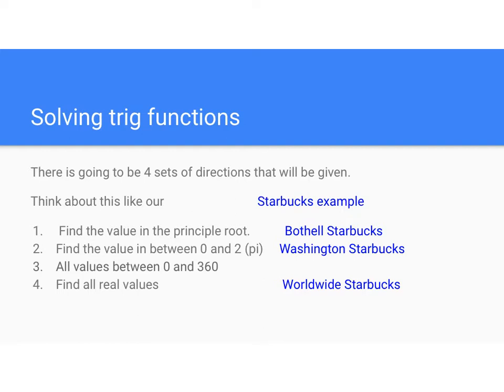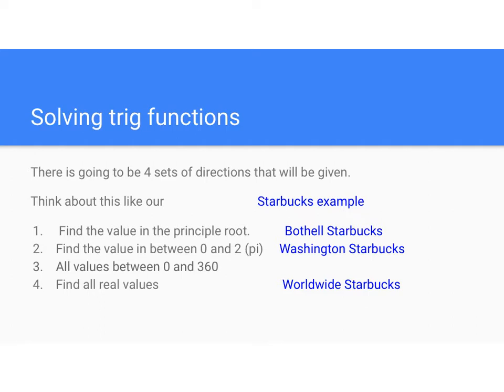Very small domain. If you're looking for values between 0 and 2 pi, that's a little bit bigger domain. We're spreading it out a little bit. Maybe that's all the Starbucks in Washington. Same thing if we ask for all values between 0 and 360. Now we're looking at the degree measure instead of our radian measure, but in the same region, one circle, one revolution. And then if we want all real values, now we're looking at worldwide.